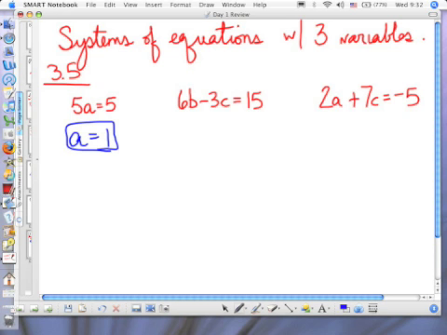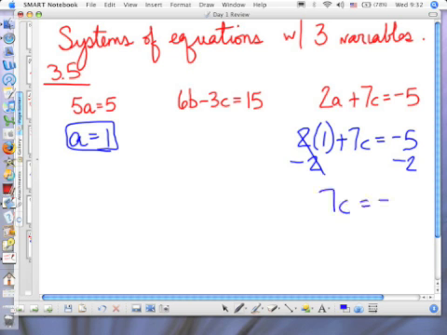Well, since A is equal to 1, then 2 times 1 plus 7c is equal to -5. And now I have an equation with only one variable. If I'm trying to solve for c, I'm going to subtract 2 from both sides. 7c equals -7. So c equals -1. Now that I know A and C, I go to the last equation and I use them however I can to figure out my last letter, which is B.